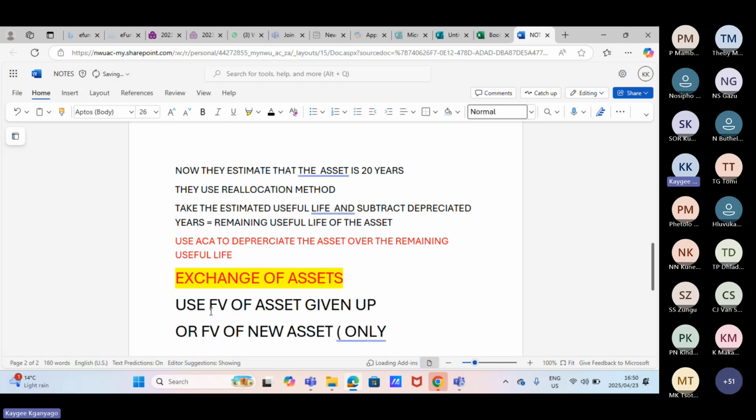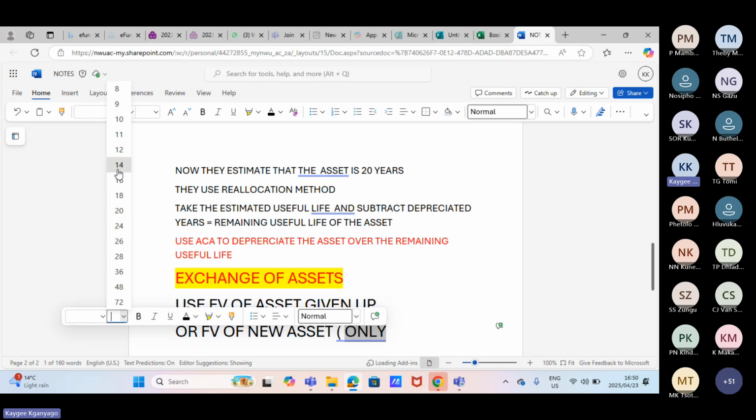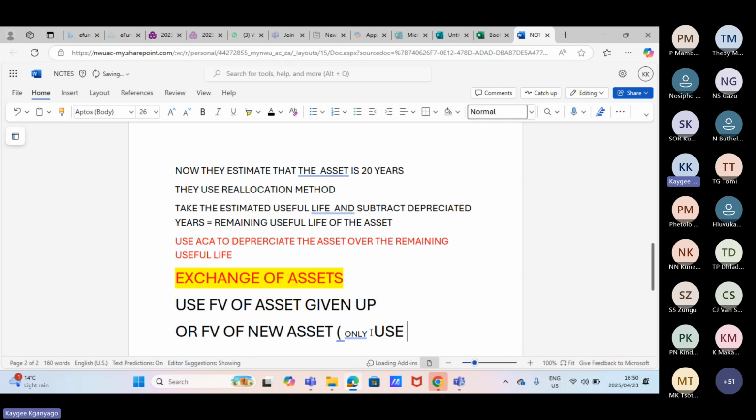Only use if they specify. You don't have to determine, they will tell you in the paper. If they specify that the fair value of the asset received is clearly more evident, you can use the fair value of that new asset. But other than that, you can use the fair value of the asset given up.